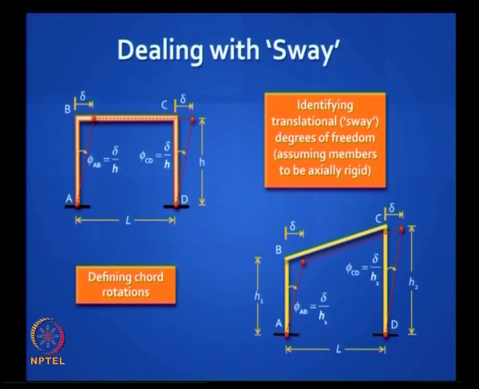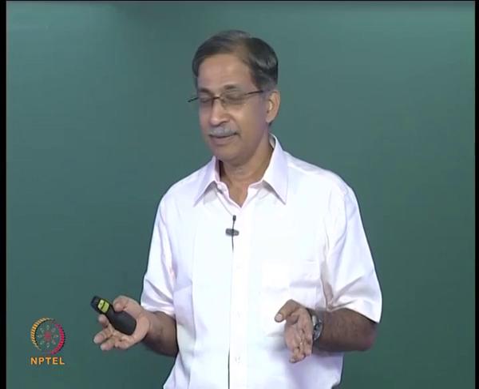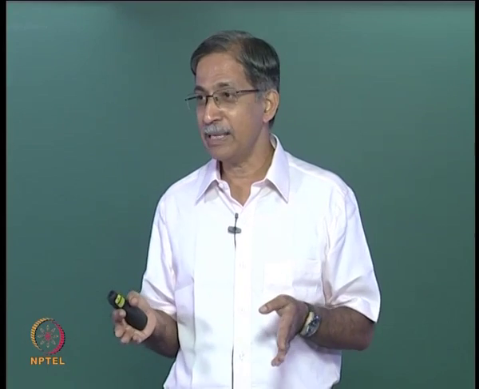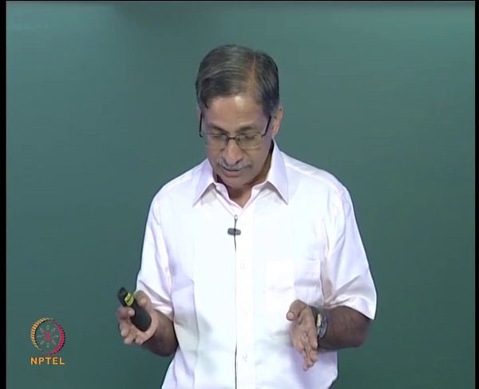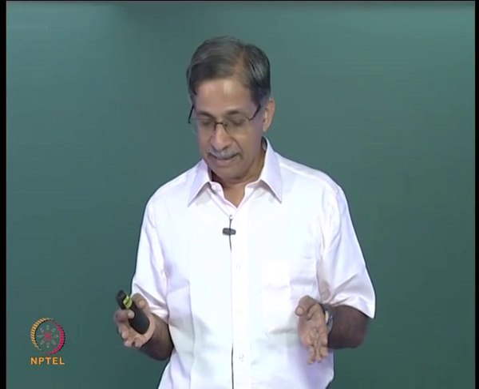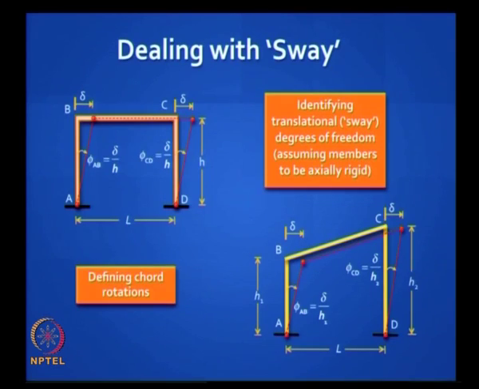you have only one unknown and it is delta. Both the columns will move parallelly as shown here. And what is interesting is the beam does not have any chord rotation, whether the beam is horizontal or inclined, there is no chord rotation. So you have chord rotation only in the vertical elements, and the chord rotation in AB is delta by h1, the chord rotation in CD is delta by h2, got it?